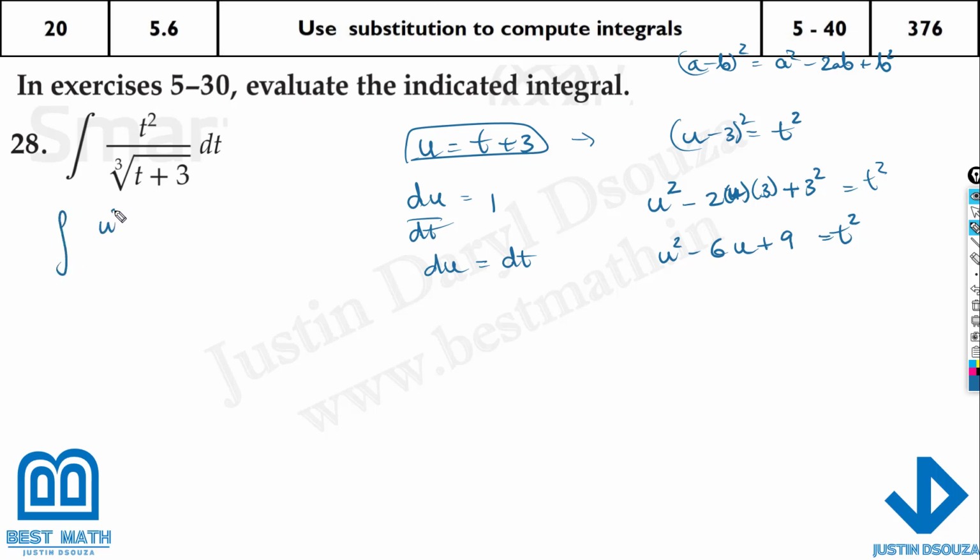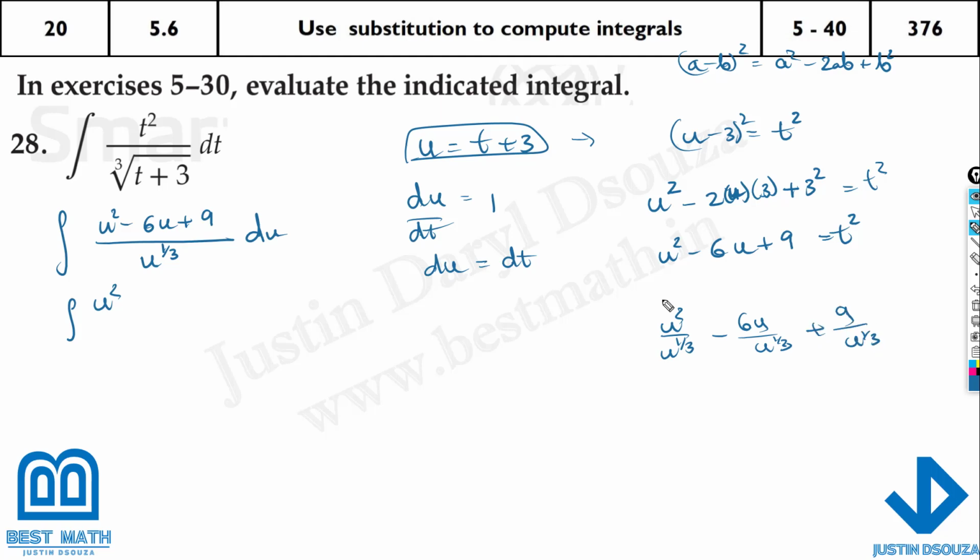It's the integration of (u squared minus 6u plus 9) divided by, what is this entire thing, u, radical root 3. I'll write it as 1/3 because that is equal to radical 3, because it's 1 whole power 1 divided by whatever is in the radical. That is in terms of du, because dt is equal to du. Now we can divide these terms. First term would be u squared divided by u power 1/3, minus 6u divided by u power 1/3, then plus 9 divided by u power 1/3.